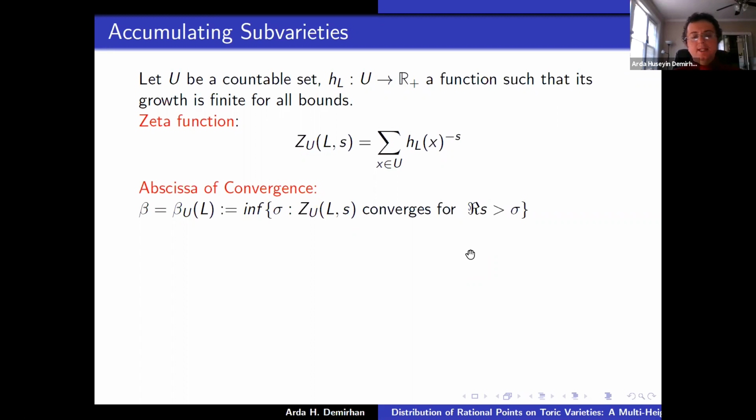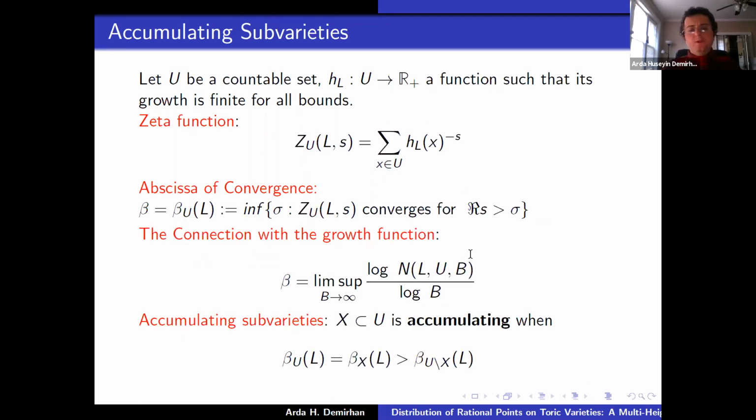Now let's see the connection between abscissa of convergence and growth for a height function. If U is finite, it is trivial. I mean, the abscissa of convergence would be then negative infinity. Otherwise, it is given by the maximum subsequential limit of the ratio log N(U, L, B) and log B. And one nice thing is, if I recall right, by the product formula, or by the very proper properties of height, the beta doesn't depend on the choice of the height.